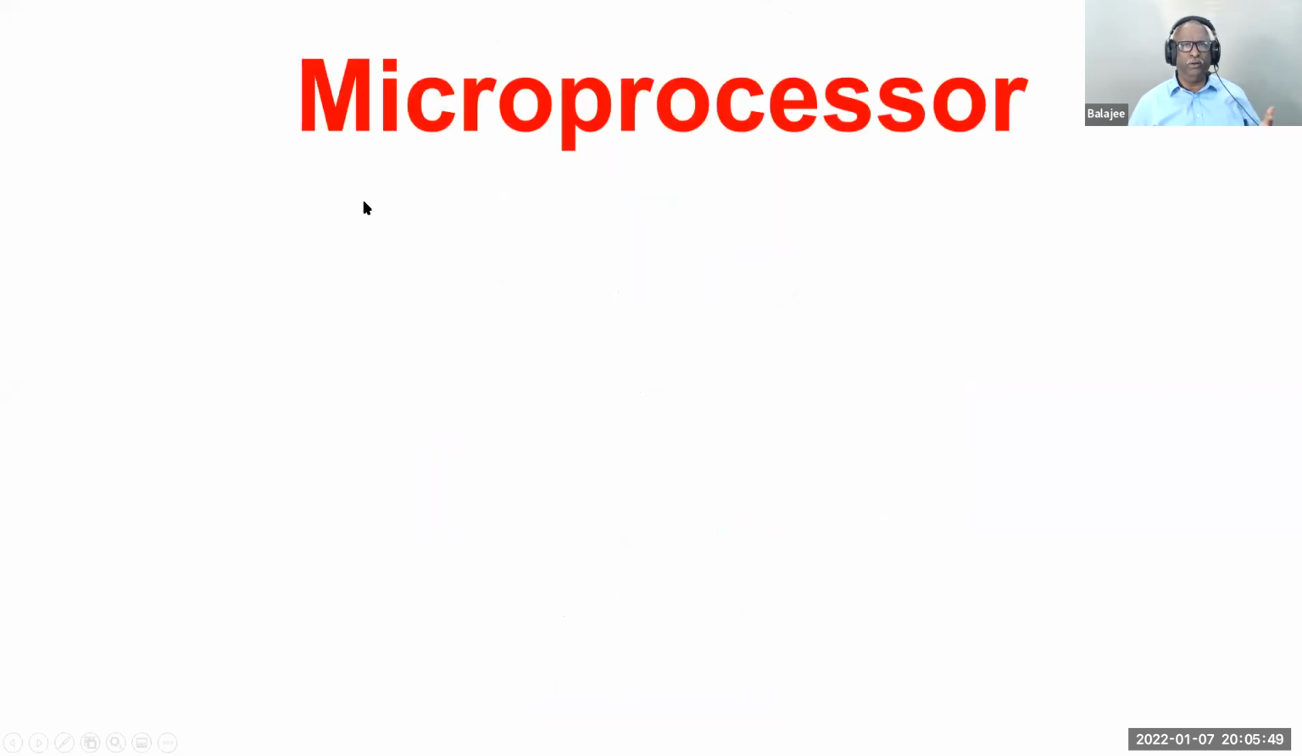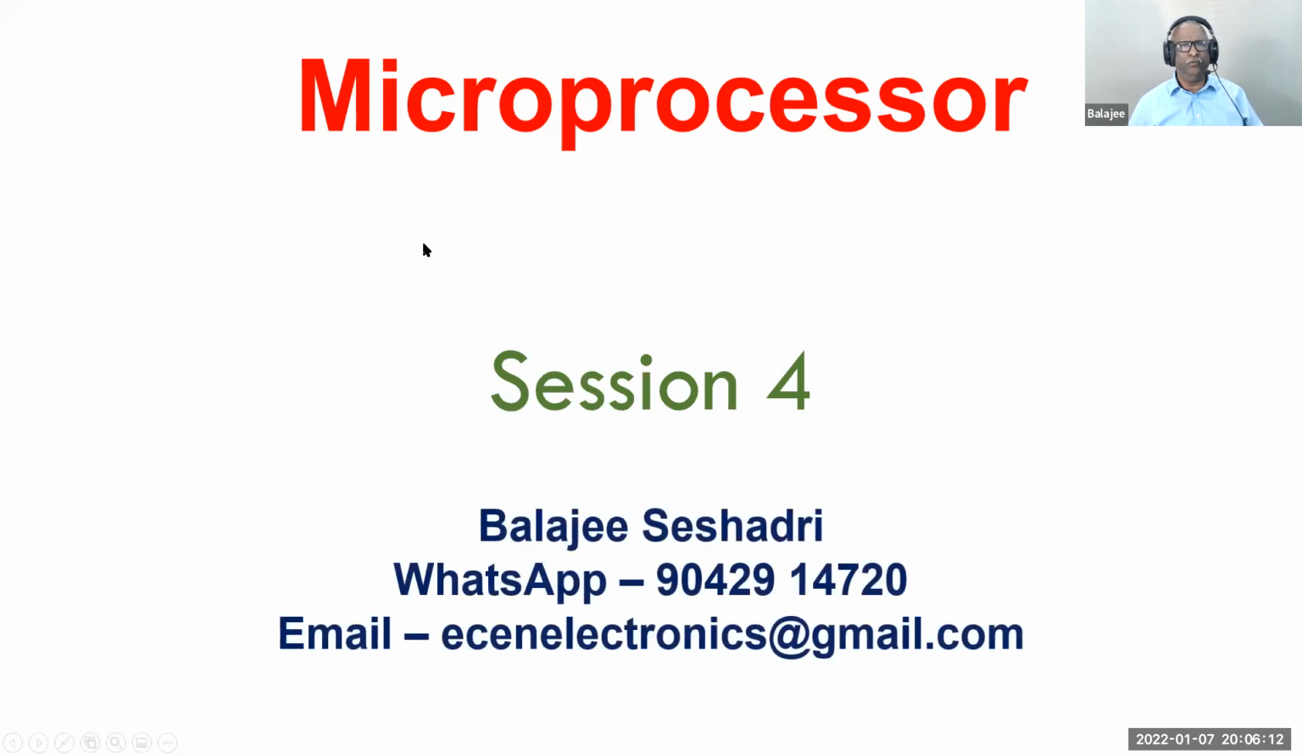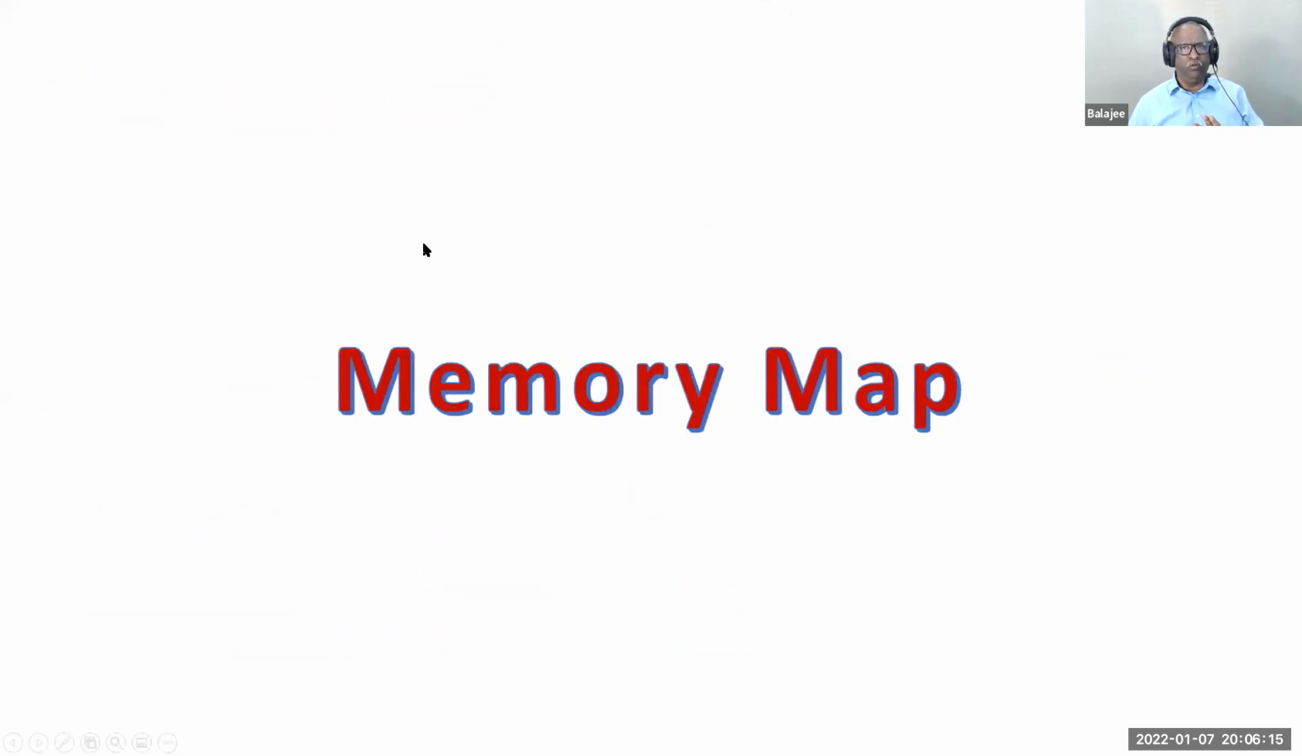We are into embedded system programming, and we are discussing the microprocessor part. This is session 4 of microprocessor. In the first session we discussed the introduction. In the second session we discussed assembly language and machine language. In the last session we discussed clock and resets. And in this session we're going to discuss the final critical part, the memory map.